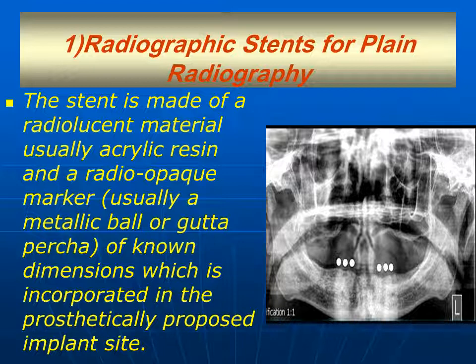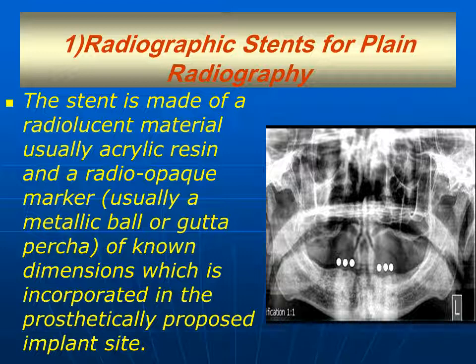Radiographic stent for plain radiography, this stent is made of a radiolucent material, which is usually acrylic resin, and a radio-opaque marker is added. Usually we use metallic ball or gutta-percha. This material should be of known dimension, and it is incorporated in the prosthetically proposed implant sites. That's to say, we place it in the area in which we are going to place the implant. The best area to support the prosthesis we selected, and we place the radio-opaque marker in this area.